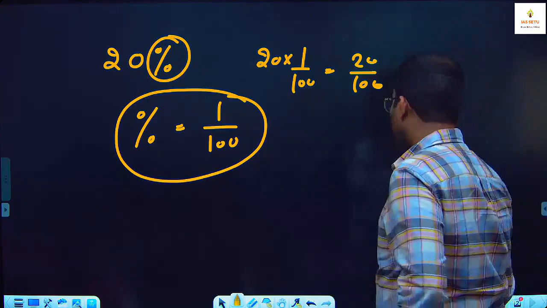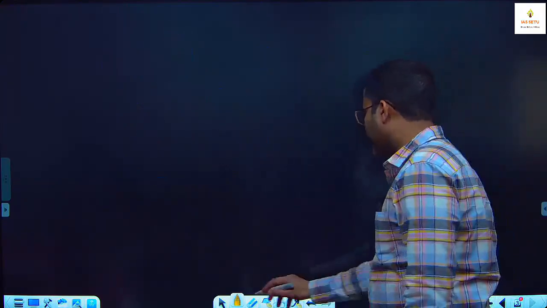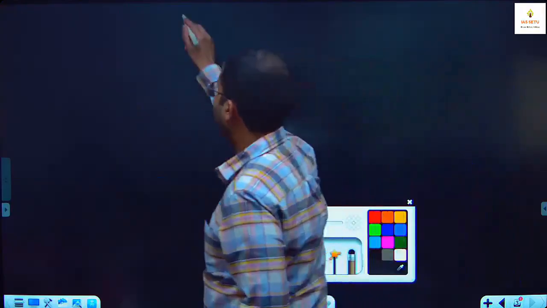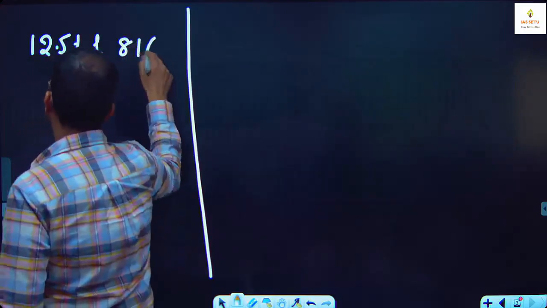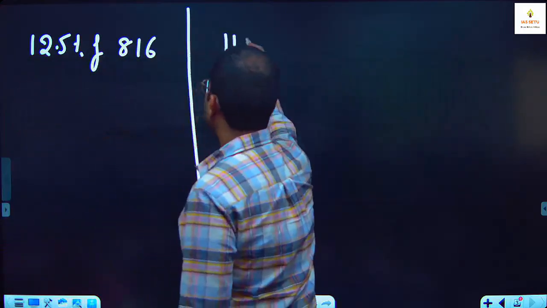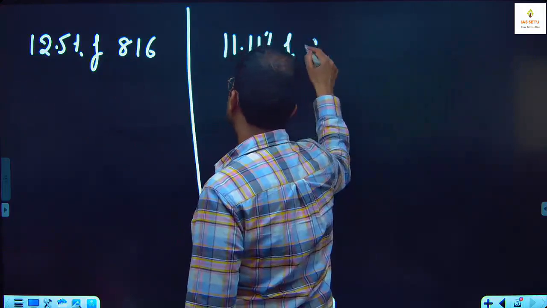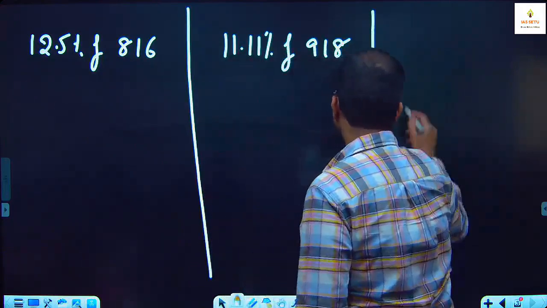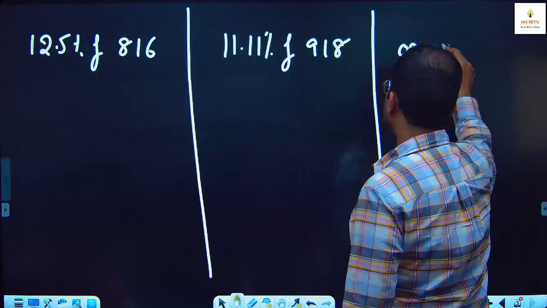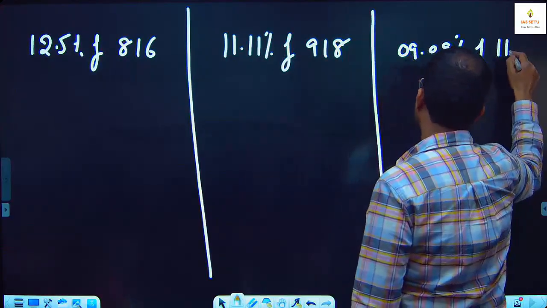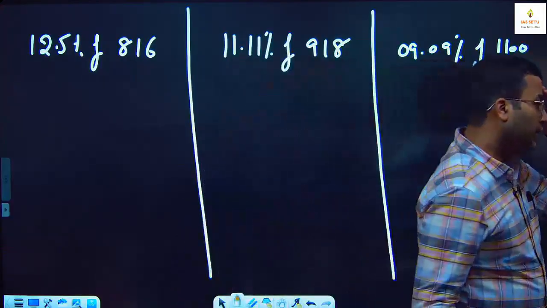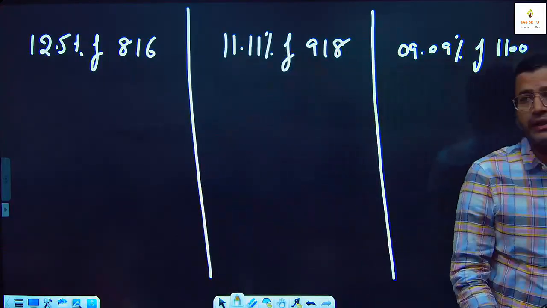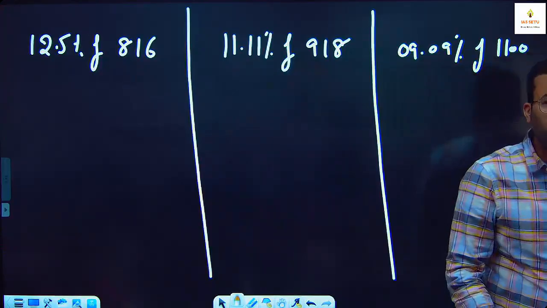Now here, I ask you 3 calculations, like 12.5% of 816, 11.11% of 918, 09.09% of 1100. Okay. If you think you can multiply it, it will be time consuming.